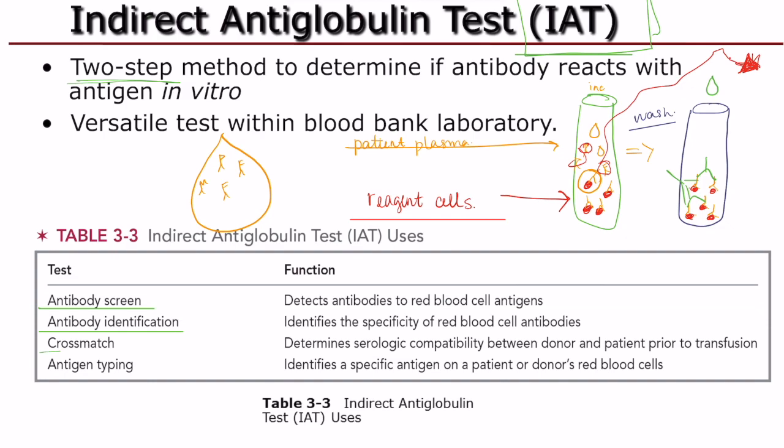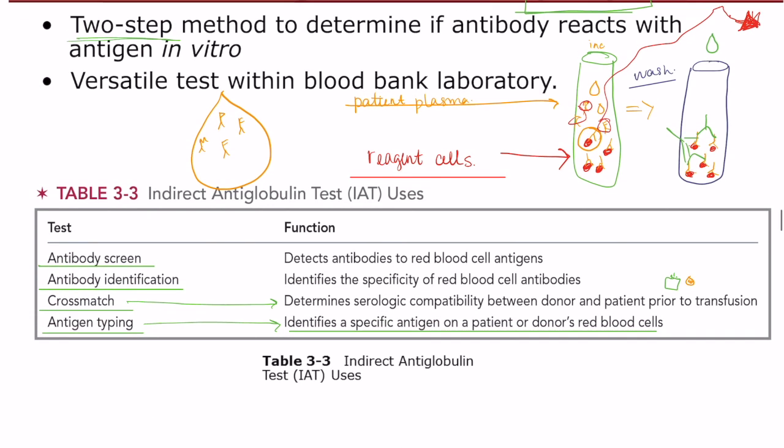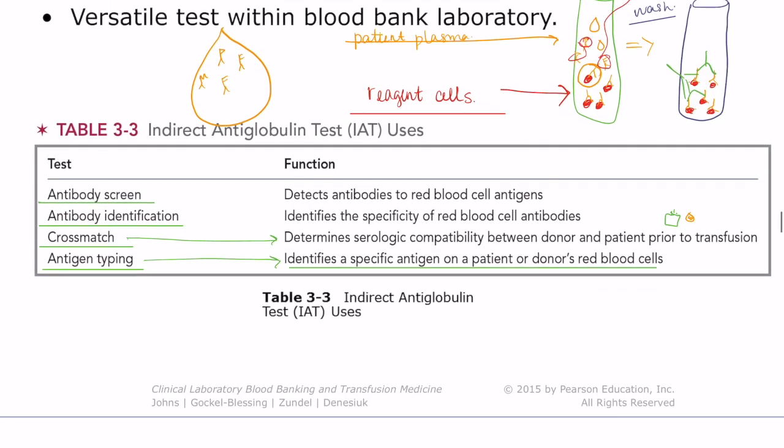If we have an antibody, we have to use it for cross-matching, and we may need to use it for antigen typing. And antigen typing identifies specific antigens on patient or donor cells. This cross-match is what we do when we take the unit of blood we're going to give to the patient, and we mix it with the patient's plasma to make sure there are no reactions in the tube. And we'll talk more about these throughout the course as well.